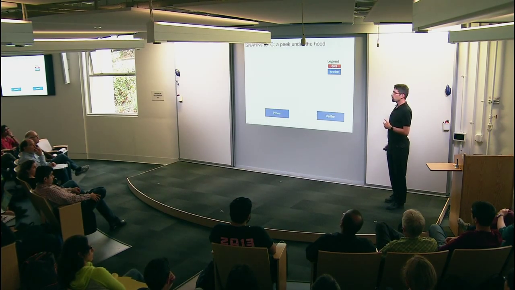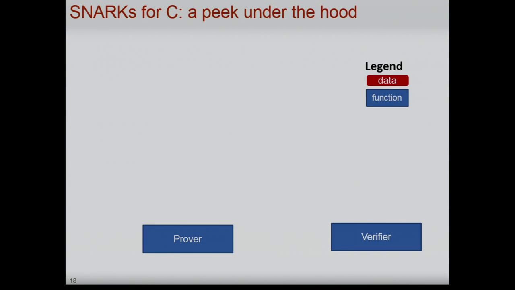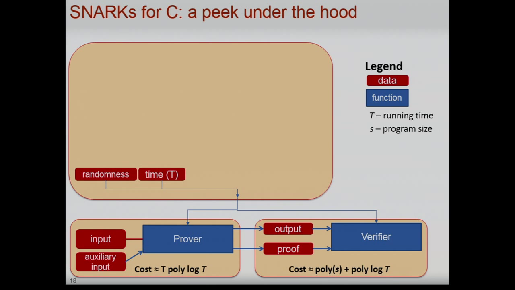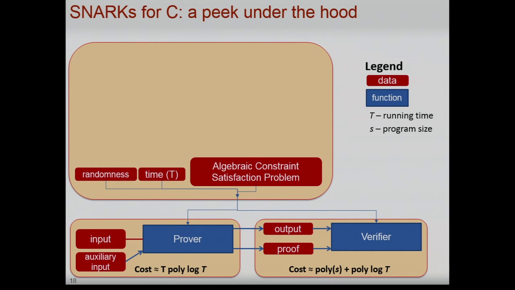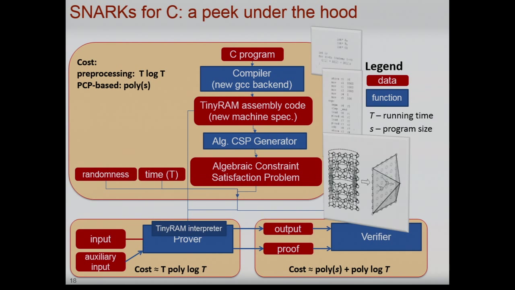Okay, so to build such a system for general C programs, you have to go through quite a stack of reductions. We have the underlying SNARK prover and verifier. They get some input and witness or auxiliary input. The prover produces an output and a proof. But these are for some algebraic construct, and if you start with a C program, then you need to go through a series of reductions.